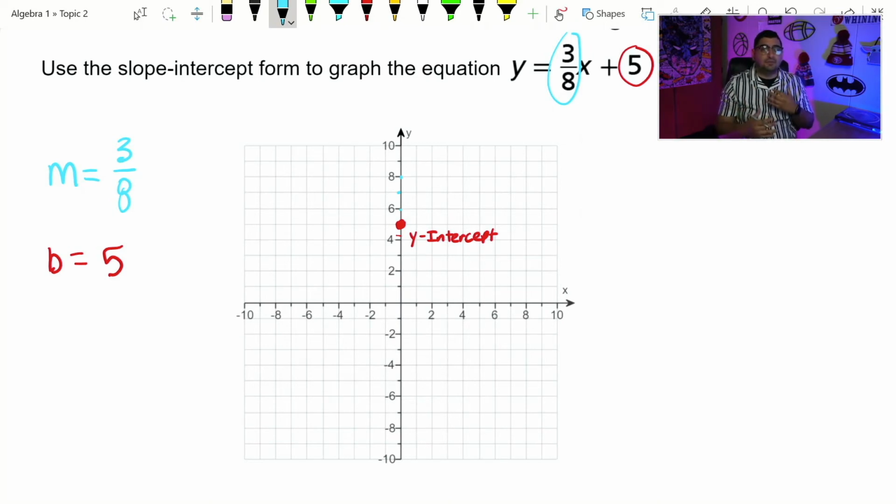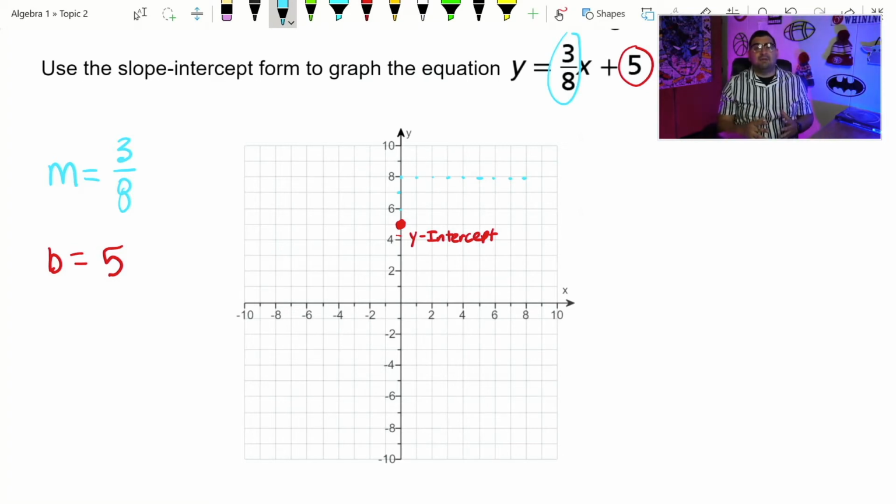The next number I look at is the number on the bottom of my fraction, which is 8. This is what we call our run. So the top numbers are rise, the bottom numbers are run. I'm going to run 8 spaces. If that number is positive, I'm going to move to the right 8 spaces. If it's negative, I'm going to move to the left. So I'm going to move to the right 8 spaces. 1, 2, 3, 4, 5, 6, 7, 8.